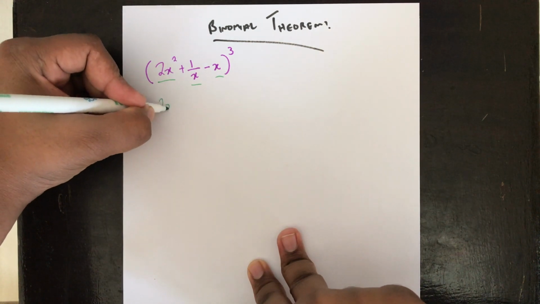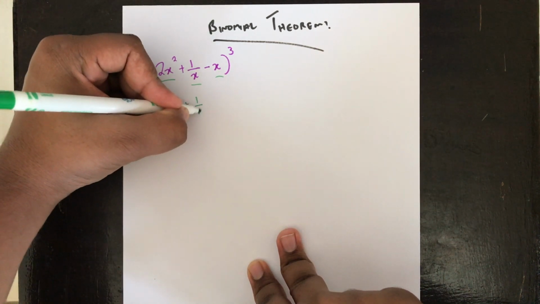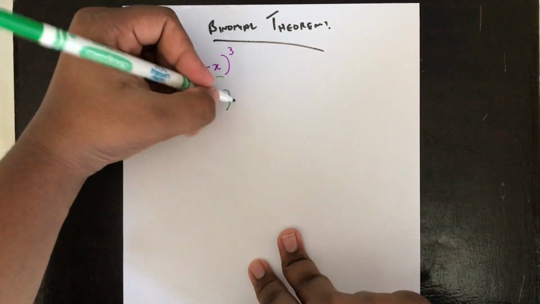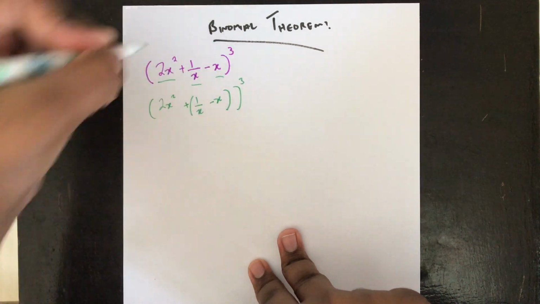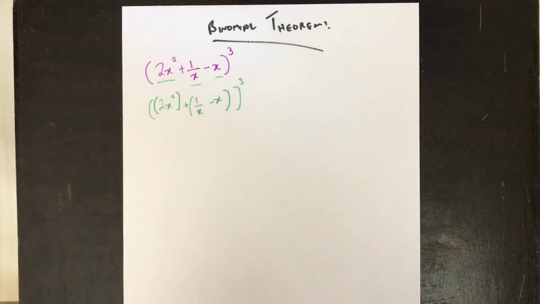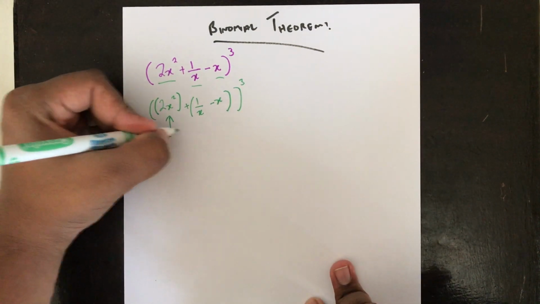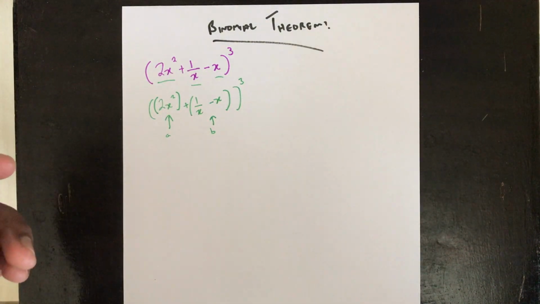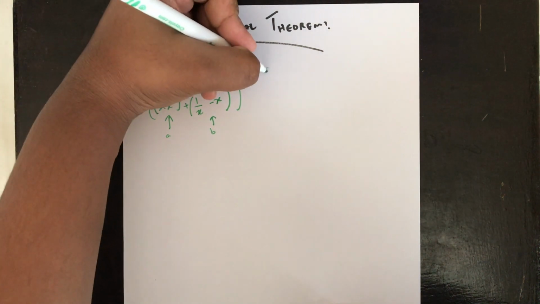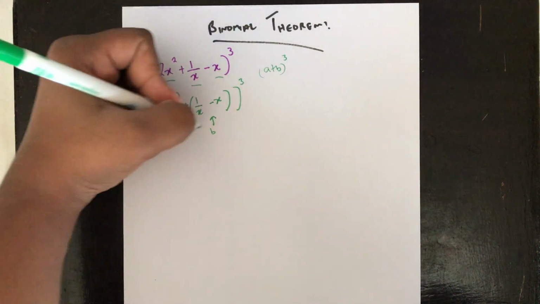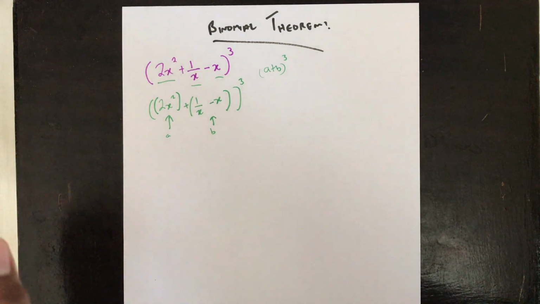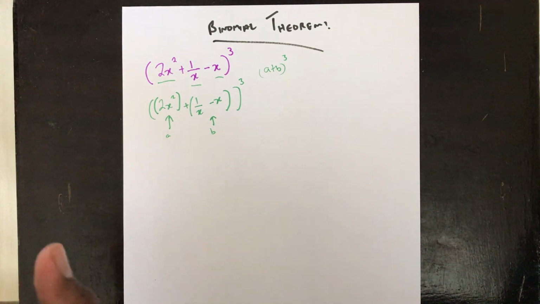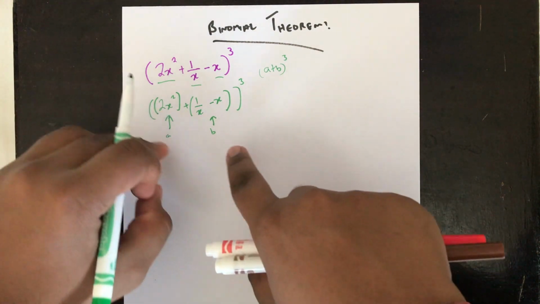So I can have 2x² plus (1/x − x). I'm having this whole thing as one term, power 3. So this is my second term. So essentially 2x² becomes my a, and this whole thing, the whole bracket 1/x − x, becomes my b. So from there on I have something similar to (a + b)³. We can use the binomial theorem and get the answer to this.